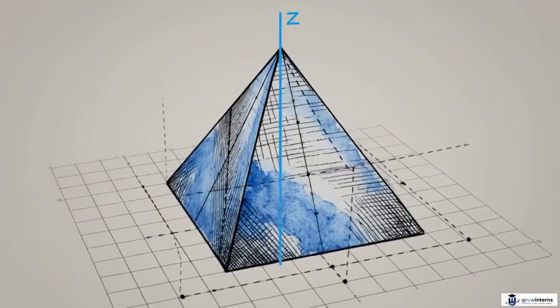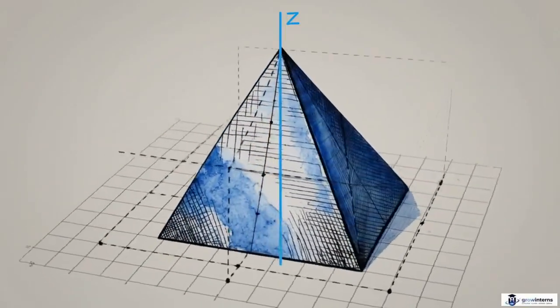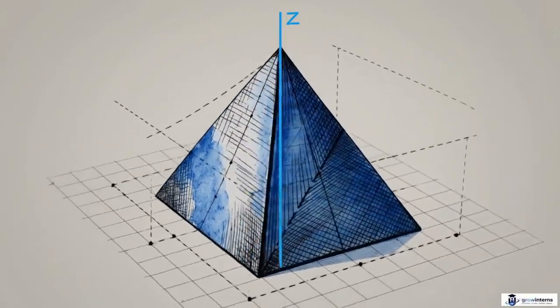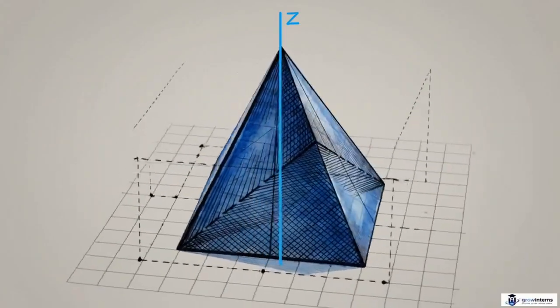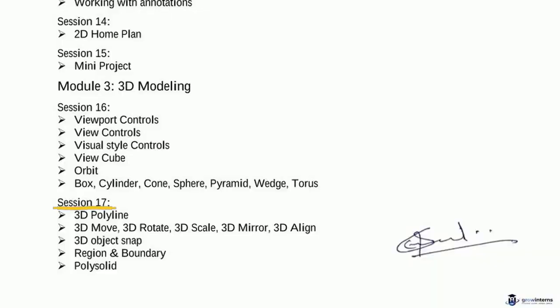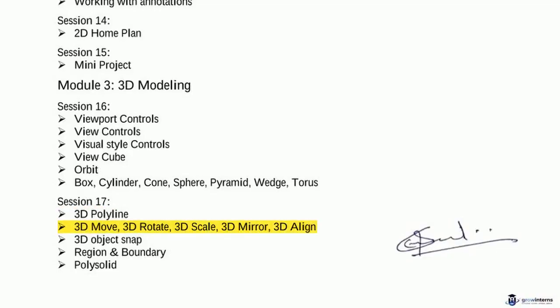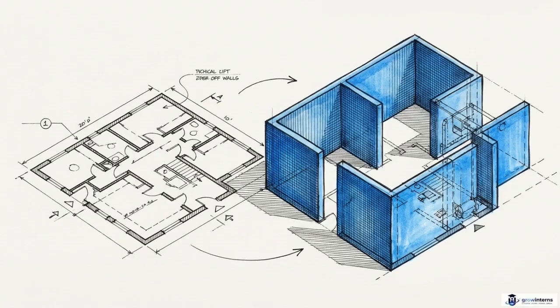Take the time now to combine orbit navigation with primitive drafting until moving in the Z-axis feels natural. Once you are comfortable with these basics, we will move to Session 17 to manipulate these solids using 3D Move, 3D Rotate, and Polysolids. Moving into 3D applies a new dimension of spatial logic to the exact drafting interface you have already mastered.